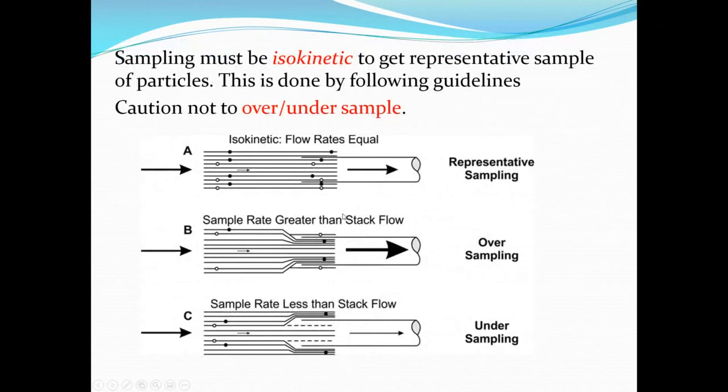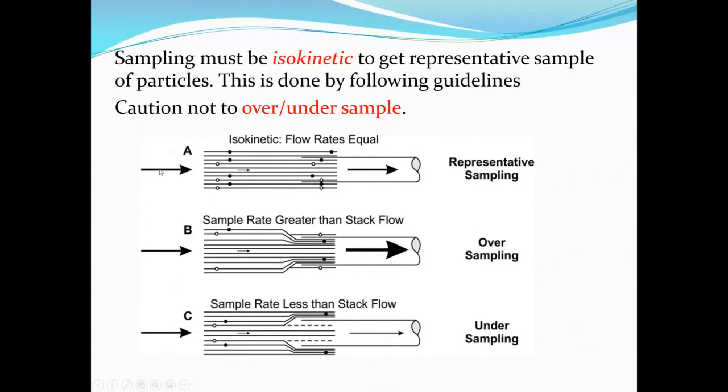Okay, sampling for stack gases must be isokinetic. And again, the key point behind isokinetic is flowing velocity. Flowing velocity allows us to maintain suspension of the suspended particles, and that is necessary in order to get a representative sample. So in order to do this, we have to make sure that we don't over or under sample.